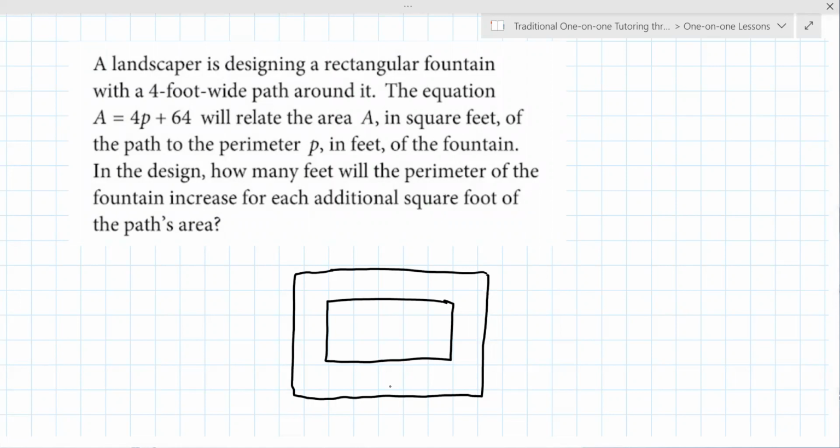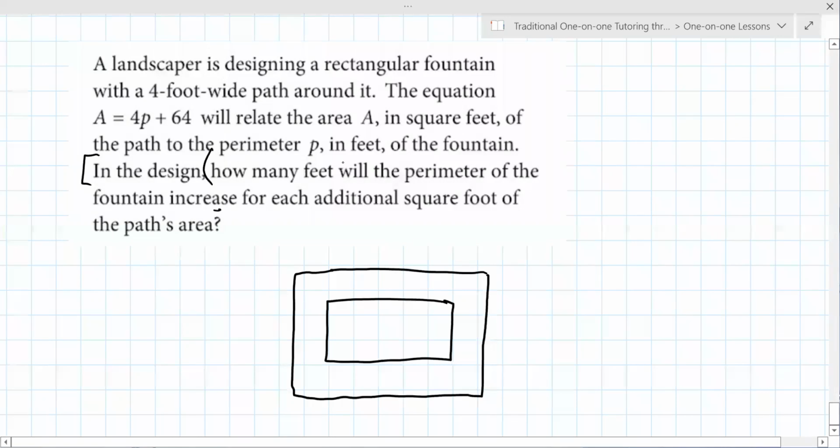So actually, again, I keep making this mistake here, even though I've told you to do this. We actually need to go to the last question, or the last sentence, first. It says, in the design, how many feet will the perimeter of the fountain increase for each additional square foot of the path's area? And you're like, I don't know. Let's go back and read some more.